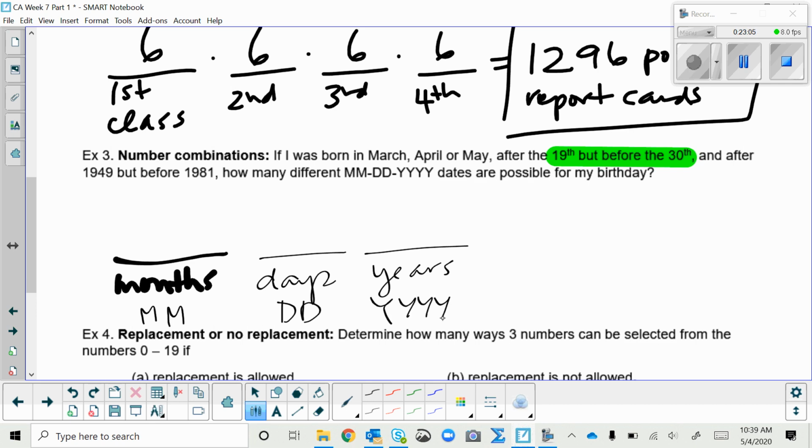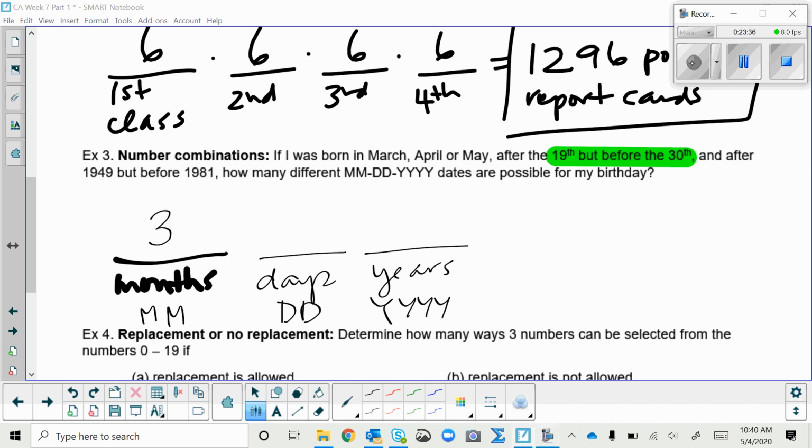All right, so how many months did you come up with? There's 3, right? And how many days did you come up with? It feels a lot like it should be 11 days, right? Because 30 minus 19 is 11.